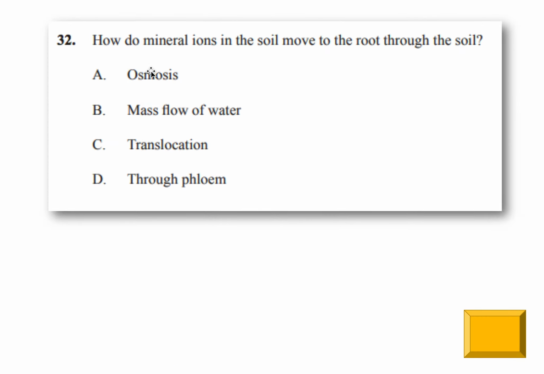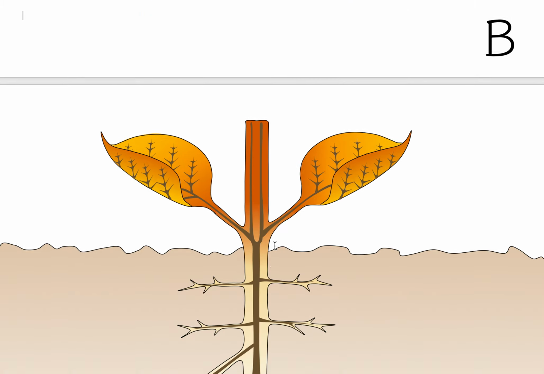Now, why not C? So we know it's going to be B, but why not C? Because C is translocation. Translocation is what happens in the phloem, okay? The phloem isn't related to anything regarding the soil and the roots, so translocation doesn't apply to that concept. And the phloem, again, is what translocation happens in. Okay, next one.